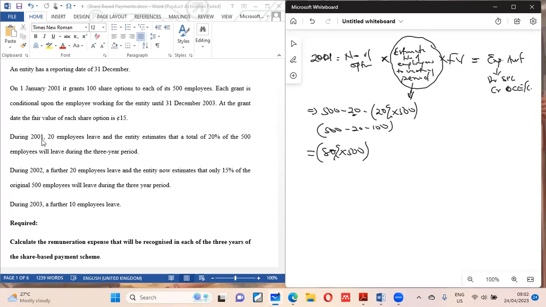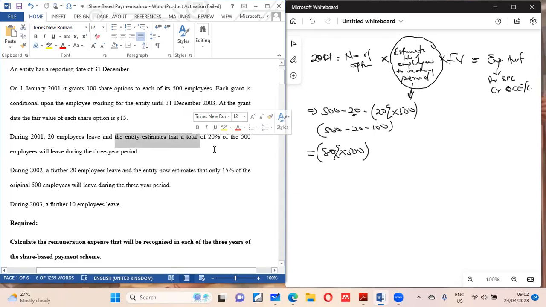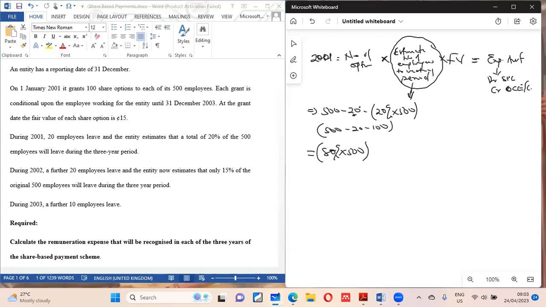See, read the question. It says that during 2021, 20 employees left, all right? And the entity estimates that 20% of the 500 employees will leave during the 3 years. So if 20 people have left, then your remaining percentage can be on 500. Because this thing you did, you've taken 20 out of 500. You are saying 20% of still the 500. Then it means you should reduce this to like 480 or something.